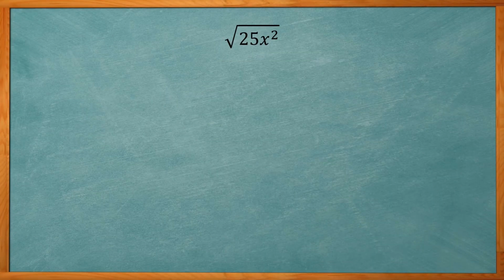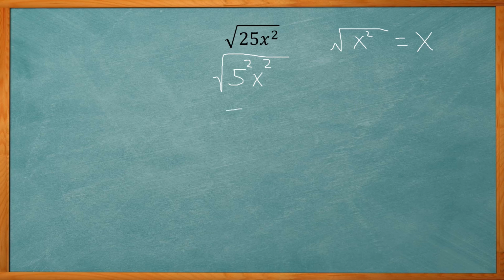In the next one, this one wants to find the square root of 25x squared. So remember, when you take the square root of something squared, it's basically just one of them. So the square root of x squared is x. Now look at 25. 25 is really 5 squared. So we have 5 squared times x squared. When you take the square root, you basically just take one of them. So 5 squared becomes 5, x squared becomes x. So the answer is 5x.